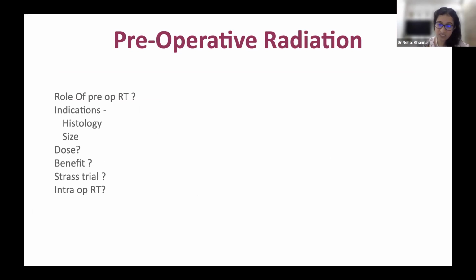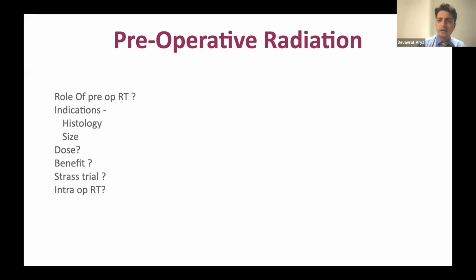So around 50 gray, essentially not to cause tumor shrinkage, not to achieve any kind of tumor response, but to sterilize the tumor periphery is what the intent is here. So that the chances of R0 are better, chances of an easy surgery are possible, and chances of getting a margin negative resection is also a possibility.